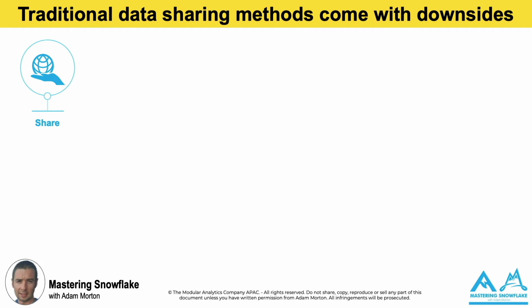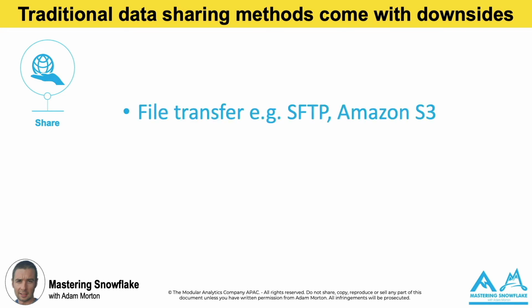Now, traditional data sharing methods come with certain downsides. Lots of companies offer file transfer via SFTP or Amazon S3, for example. And the downside here is you have to do all of the work. So you've got to extract the data from many different data sources, place it in a SFTP or Amazon S3 or another cloud provider's bucket location.